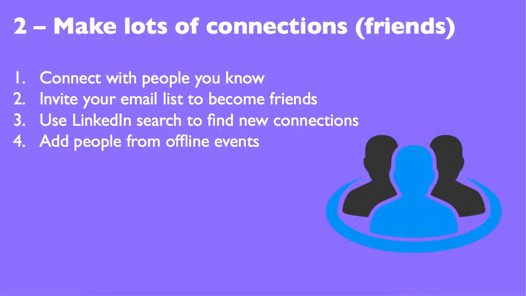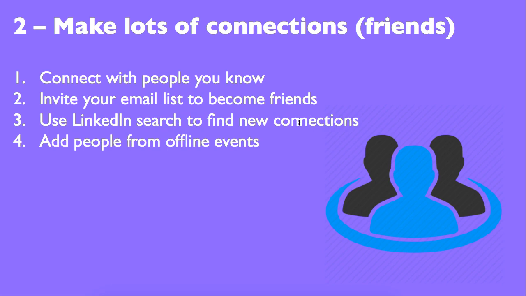Let's jump to bullet point number 2. When you join LinkedIn and after creating an awesome profile, make sure you make lots of connections or friends. How do you do that? Here are 4 tips. Number 1 is you connect with people you know. Number 2, invite your email list to become friends. You can actually connect your email provider, such as Gmail, to your LinkedIn and send invitations to most of your contacts in Gmail. Number 3 is LinkedIn also has search capabilities, so you can search for your target audience and connect with them.